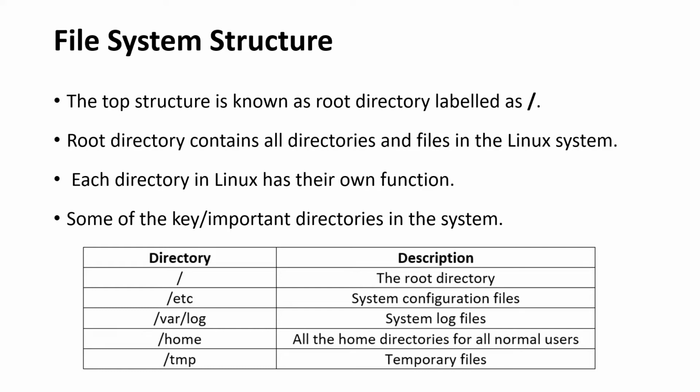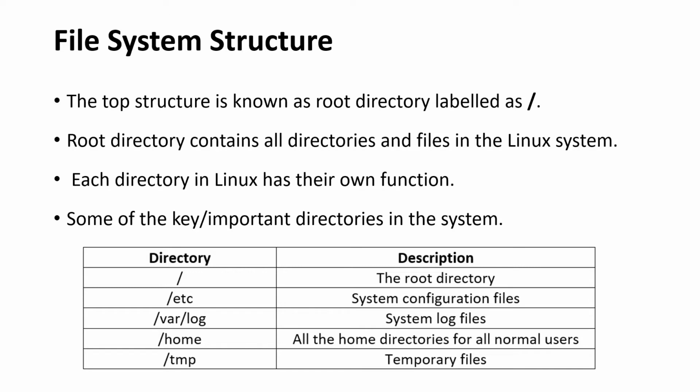Okay, now let's just look at the file system structure. So as we know, the top structure in Linux is the root directory labeled as /. Root directory contains all directories and files in the Linux system, since it is the top directory in Linux. Okay, each directory in Linux has their own function, same like we have in Windows.